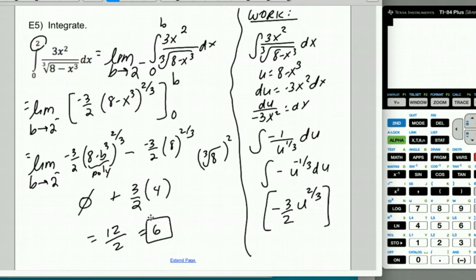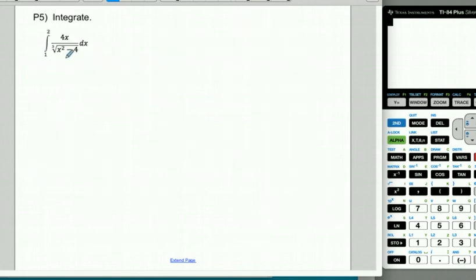So that does have a convergent value, which I think is a nice breath of fresh air because we've done several problems in a row now where we didn't have a value that converged. So it was nice that we have a value that converges. So go ahead and try P5, same concept.